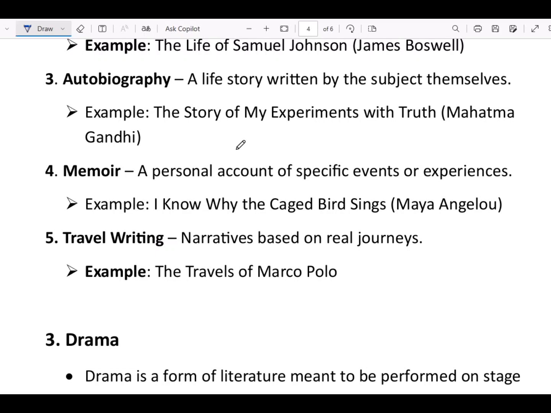In biography, what I have learned is that someone else writes someone else's life story. But in autobiography, the same person, suppose I am the subject, I am writing about my own life. So it is a life story written by the subject themselves. For example, The Story of My Experiments with Truth, written by Mahatma Gandhi. Whatever is in the book was simply based on Mahatma Gandhi's life itself, and the book was also written by Mahatma Gandhi.